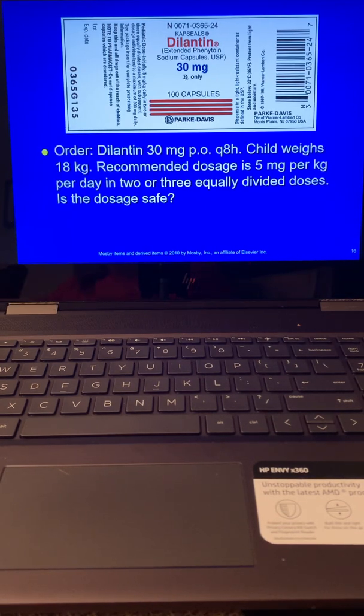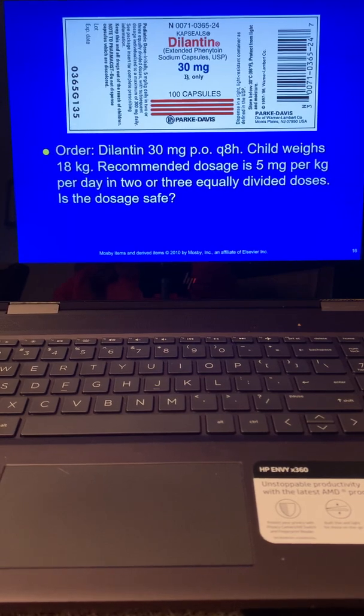So our order is for 30 milligrams, Q8 hours, and our weight is 18 kilograms, and then the safe dose range, this one's not really a range, it's just a safe dose of 5 milligrams per kilogram per day. Okay, so let's go here.